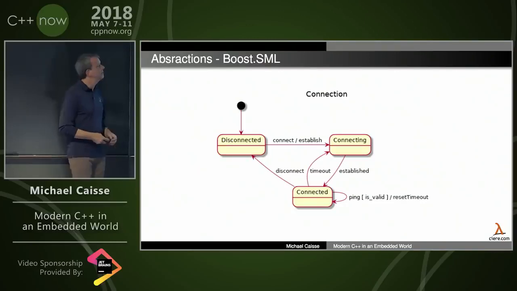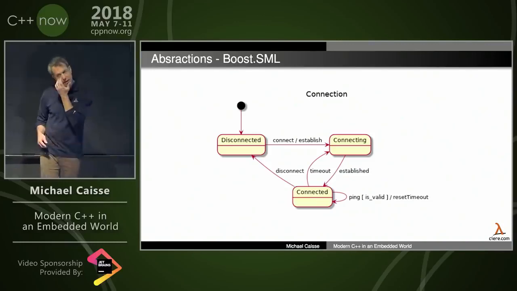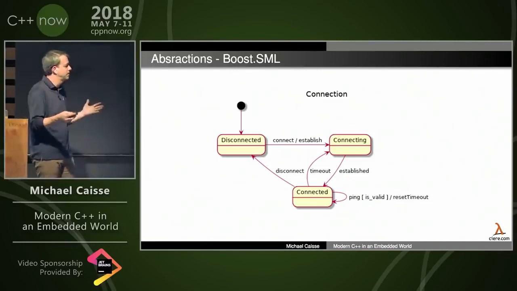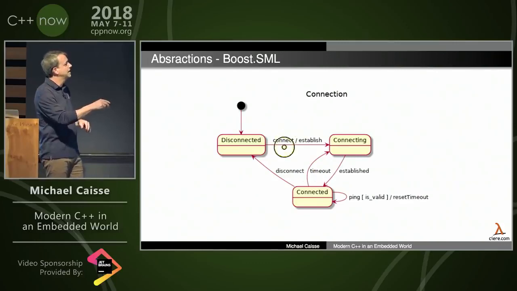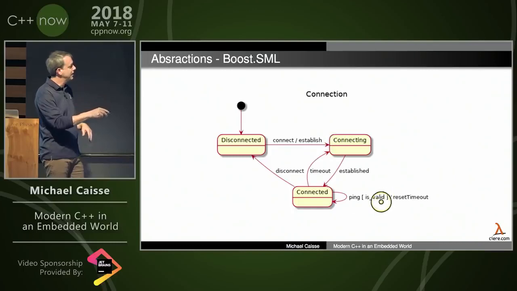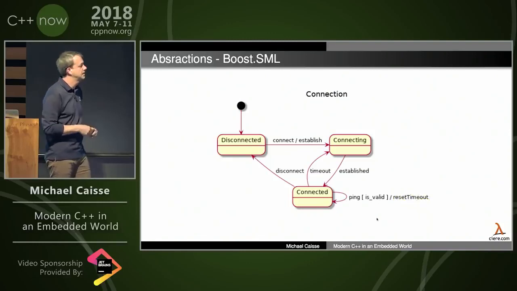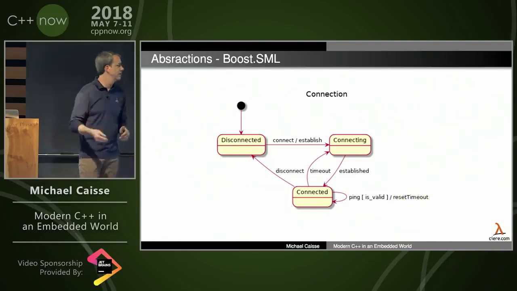So here is a state machine. This is using UML syntax. We've got when a connect message or event occurs, call the establish function, or it's going to perform the establish function as it moves into connecting. This one right here, ping, is a self-transition. Ping is the event, is valid is the guard condition, and then reset timeout is the function that's performed.